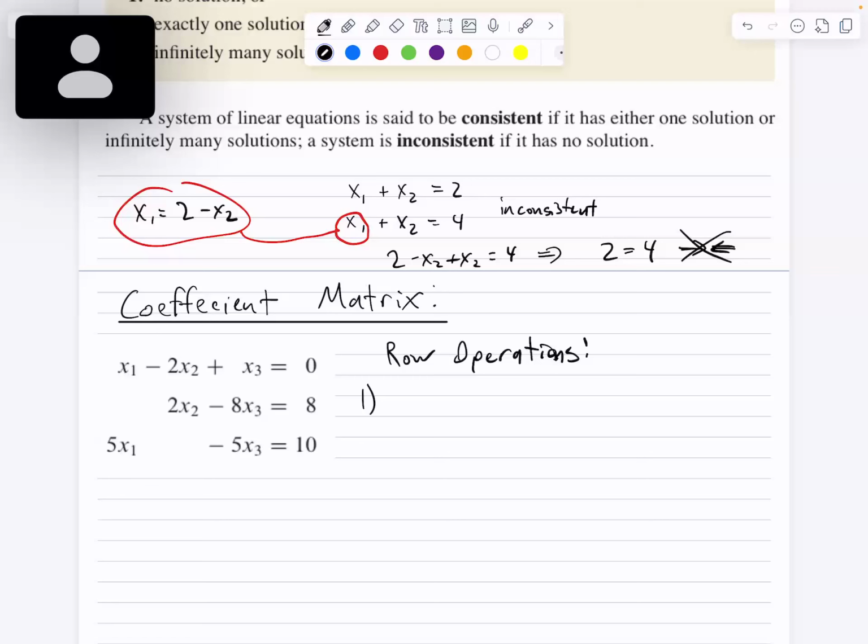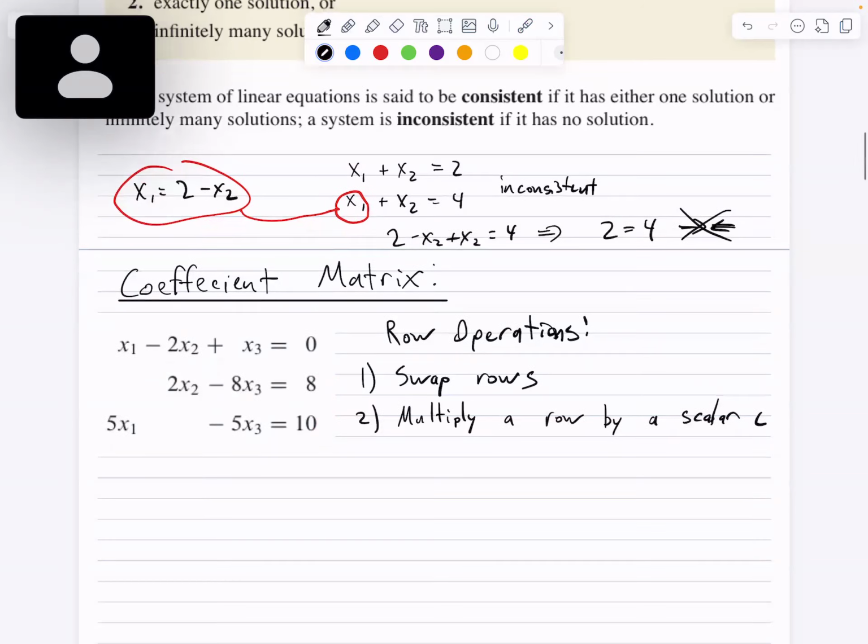The 3 row operations are, you can swap rows. That's something we can do when you have a system of equations, and that won't affect anything, right? I can just switch the order of the rows. The other thing I can do is scale a row, multiply a row by a scalar, c, so just a number, c. That doesn't affect the linear system, and so I can multiply this whole row by 3, and that doesn't do anything, or multiply this whole thing by 1/2, and I get x2 minus 4x3 equals 4. So I can multiply a row.